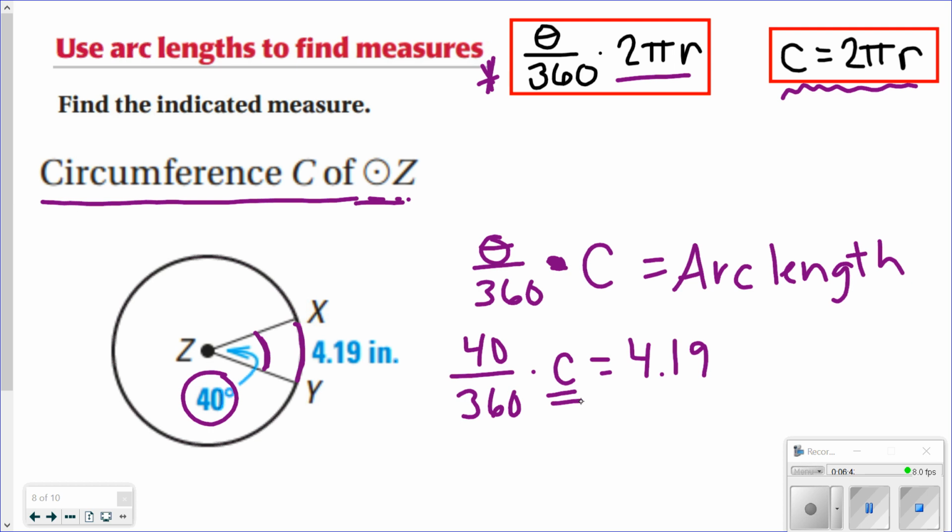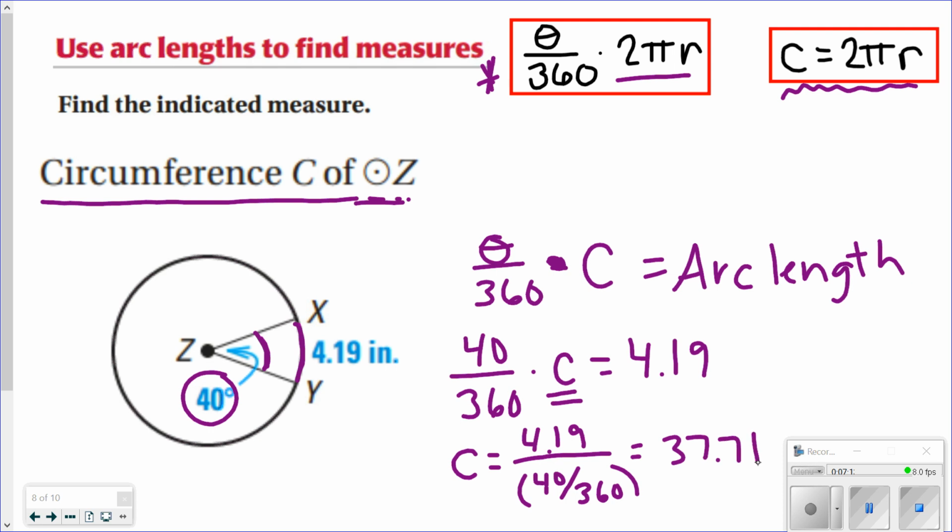So to get rid of multiplication, what would I do? I would divide. So I know that C is equal to 4.19 divided by the entire quantity, 40 divided by 360. So you want to be careful when you plug this in your calculator. Make sure that the 40 divided by 360 is in parentheses. And when you plug that into your calculator, you get approximately 37.71. So the circumference then of this circle is 37.71.